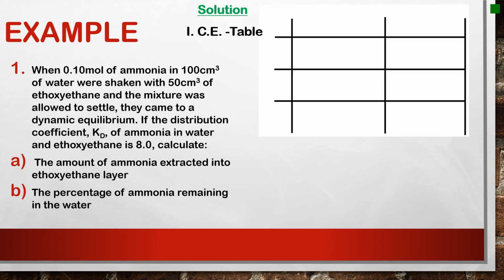As we have said, it's partly removed, not completely removed if it is done once. So to solve this problem, we use what we call an ICE table. ICE stands for initial, changes, equilibrium. In the table, we fill in ammonia that is in the aqueous layer and ammonia that is in ether, and these are in equilibrium. At the initial time, at the start, we had 0.1 mole of ammonia in the aqueous layer. How much was there in the ether? At the initial time, there was 0 ammonia because the ammonia molecules had not yet moved to the ether solvent.